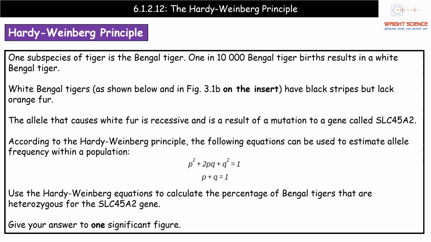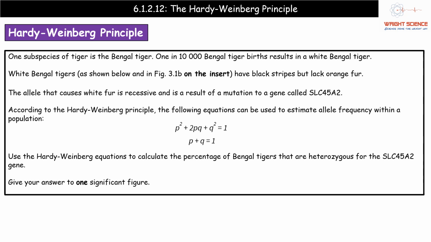Okay, second example of a question then. We've got another one from a past exam question here looking at Bengal tigers. So we've got 1 in 10,000 are going to be white, and it tells us that the allele for white fur is recessive. So what we've got, Hardy-Weinberg equations again, we then need to work out the percentage, and that word percentage is going to be important, of our Bengal tigers that are heterozygous. And we're going to give our answer to one significant figure. Again, let me make it a bit smaller so I've got space to actually do the working.